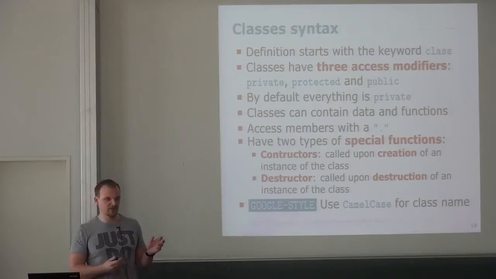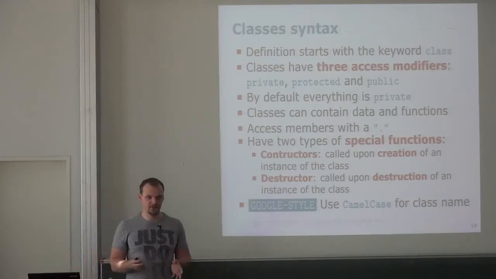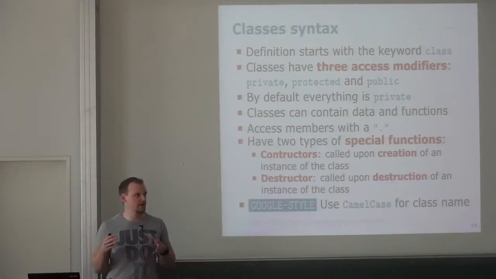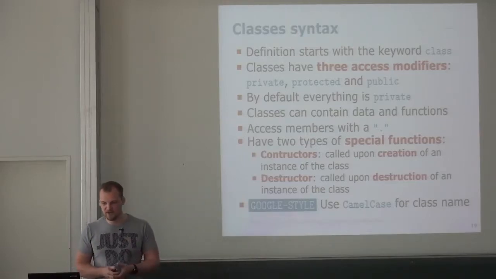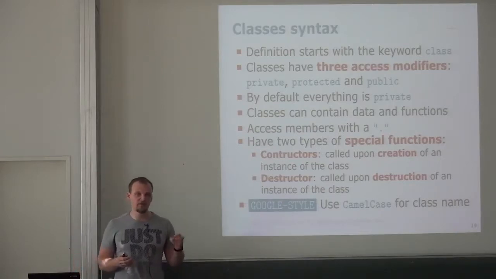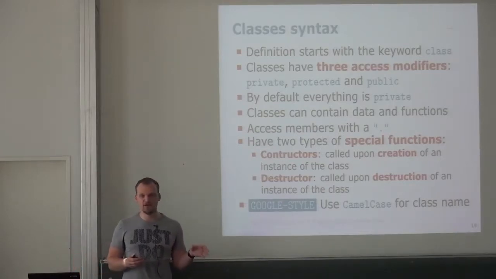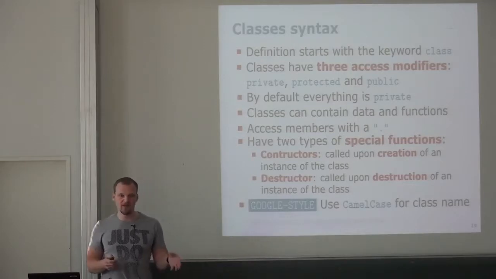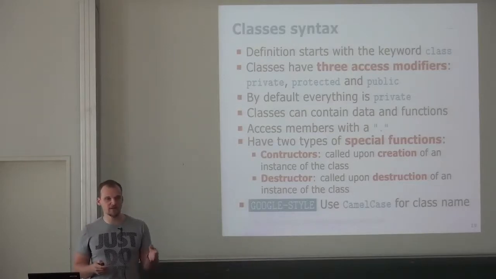There are 2 types of special functions, at least 2 types. We will talk about more of them later, but there are at least 2 types of special functions. They're the constructors and destructors. So the life of every object starts with calling a function called constructor. The life of every object ends with calling a destructor.